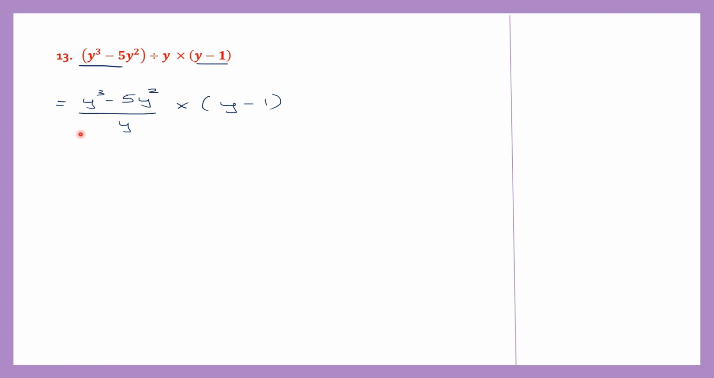Now look at this part. This is division. So let's work out this division here. So this is y to the power of 3 minus 5y square divided by y. You know how we do division. We take each term, that is y cubed, and divide it by the divisor. Take the next one, minus 5y square, and divide it by the divisor.